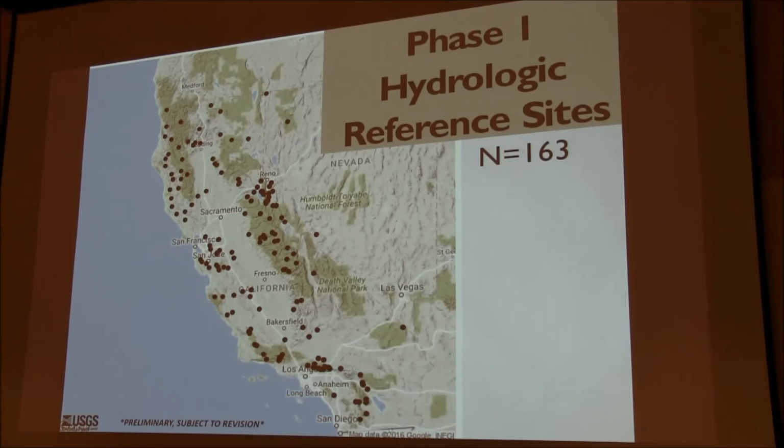So this is phase one, if you will, the reference basins around the state. You can see we had 163 reference basins around the state. Reasonably good coverage of the state, but still 163 is not really that great when you're talking about as big and as diverse a state as California. Still, this was the first phase of this.